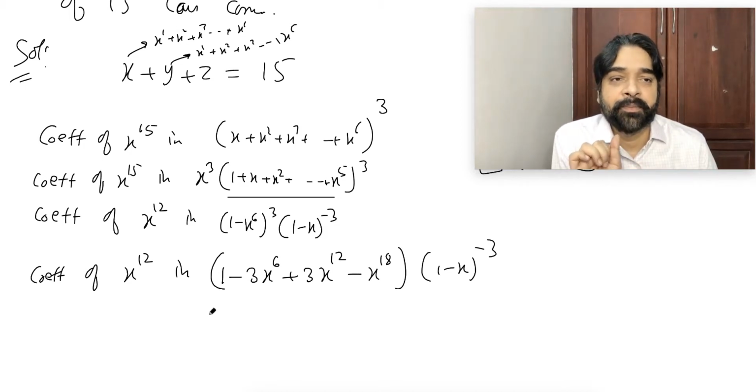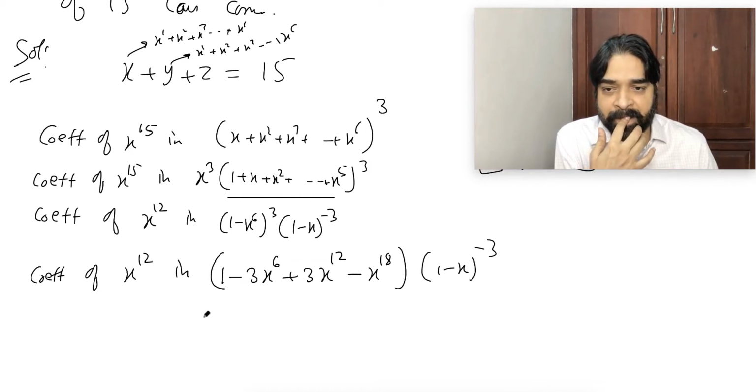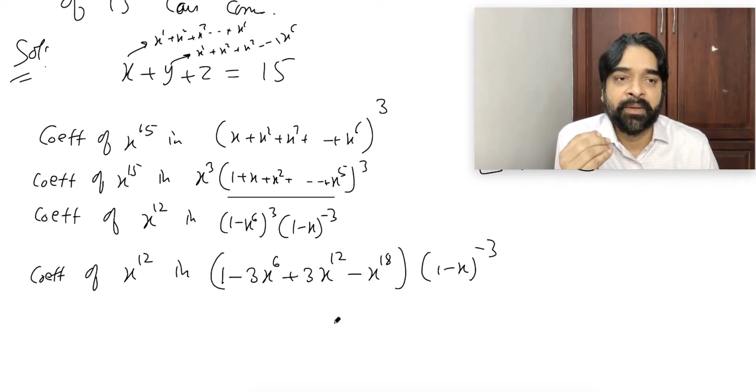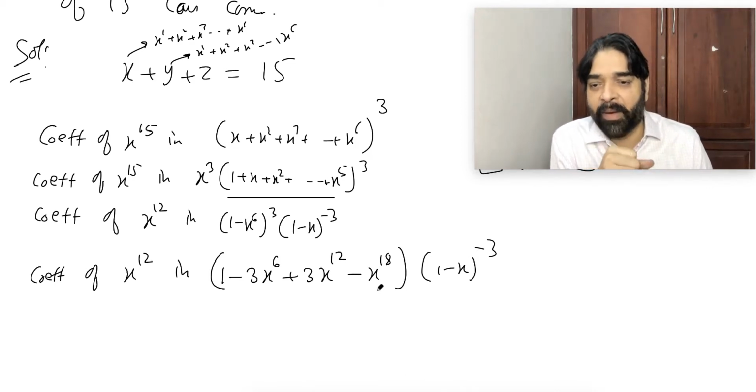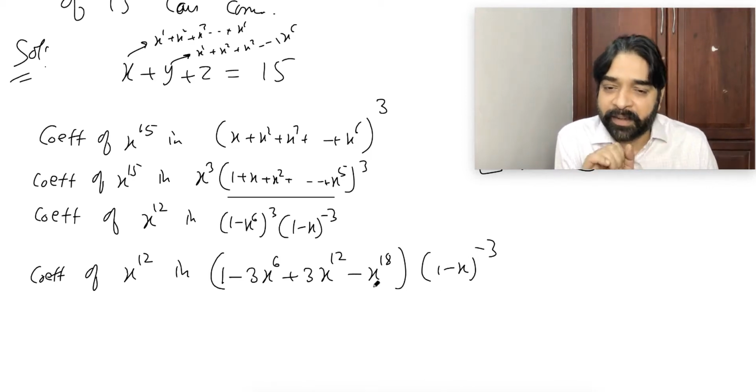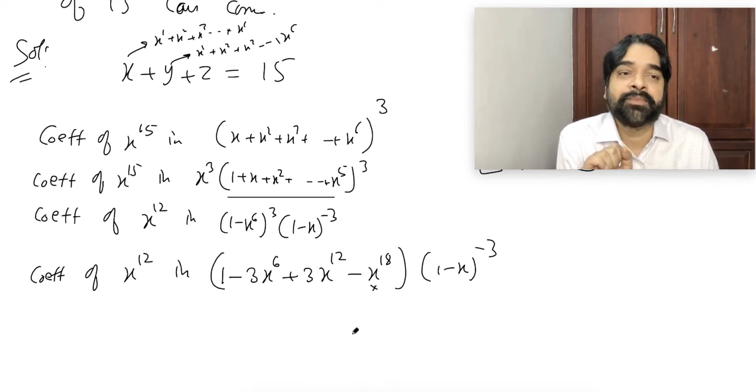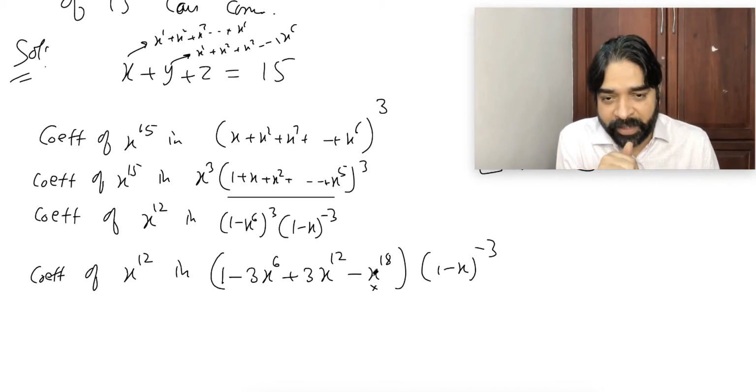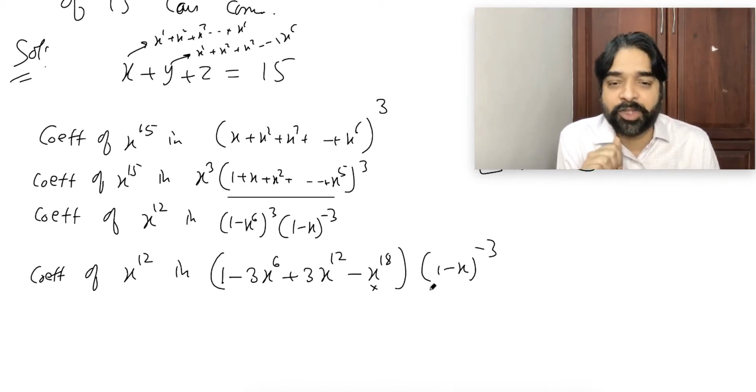Yes or no? Calculation, please check. Is the calculation correct? A minus B whole cube formula is correct, no? Now I am multiplying. Wait, don't write. In this case, can I ignore it here itself? Wait, I am looking for x power 12. When this will multiply with this, if you want x power 12, so this should give you x power minus 6, which is not possible. So why unnecessarily waste time?